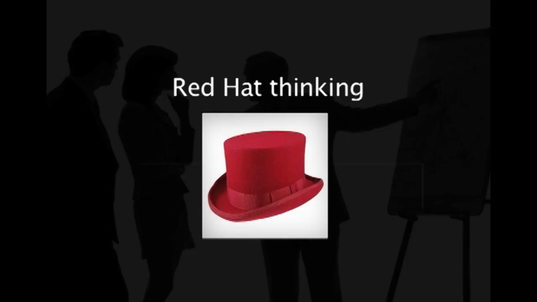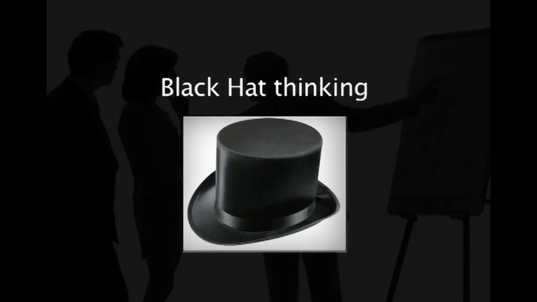Red hat thinking. This thinking covers intuition, feelings and emotions. The red hat allows the thinker to put forward an intuition without any need to justify it. Next is black hat thinking. This is the hat of judgment and caution. It is the most valuable hat. It is not in any case an inferior or negative hat. The black hat must always be logical.